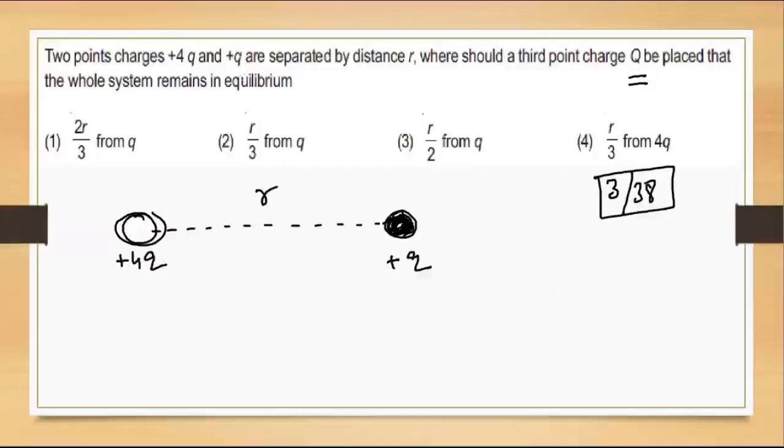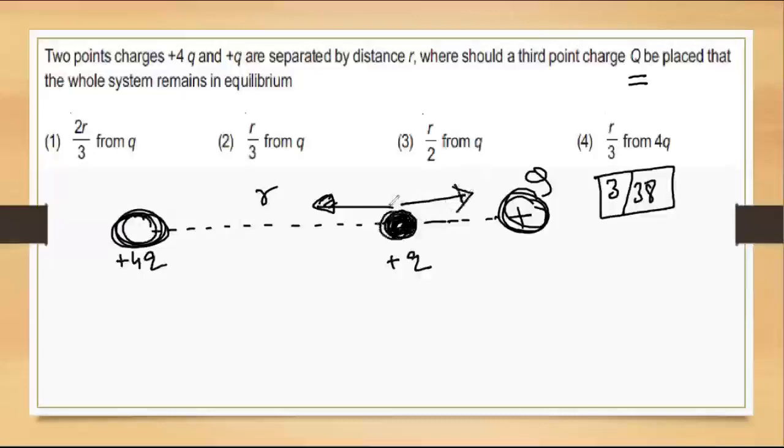Okay. Now say I am assuming capital Q is here. Because capital Q is positive, okay, it is not given. So now what will happen? You see that capital Q will repel this, and this 4Q will repel this. Okay, so there is a chance that this will be in equilibrium.